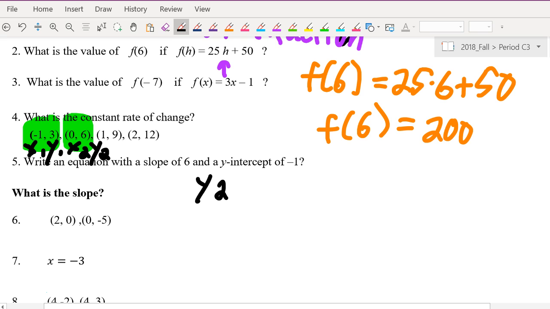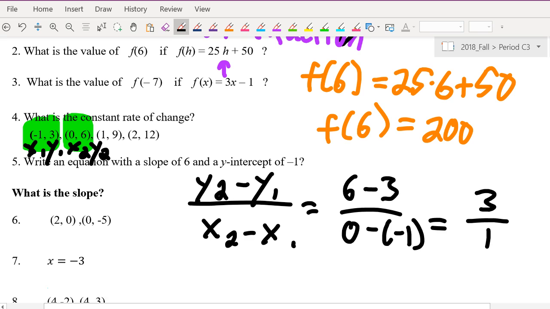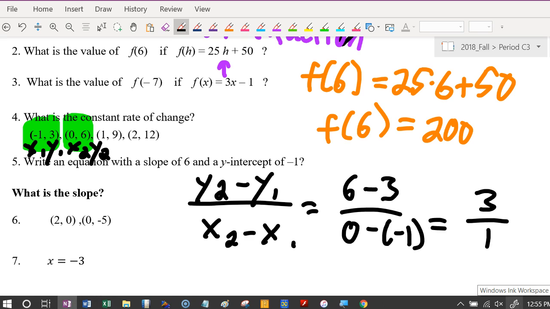Okay, y2 minus y1 over x2 minus x1. All right, y2 is 6, y1 is 3, minus 0 minus negative 1. All right, the minus and negative turns into plus. So 3 over 1. So if you guys did a different point, you should have come up with 3 over 1. Did you? Cool. That's the same thing for the next one too.